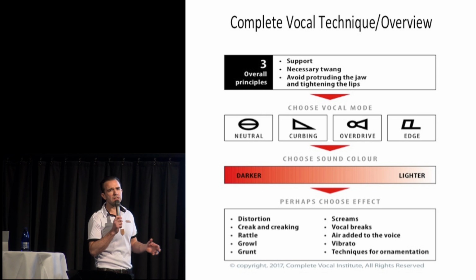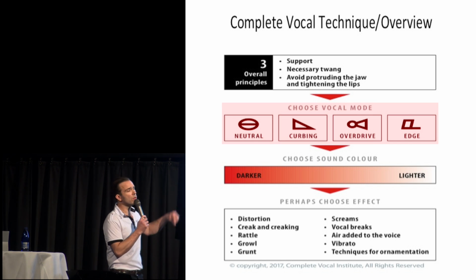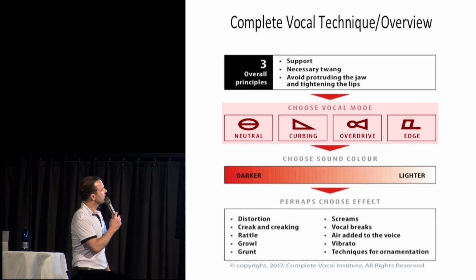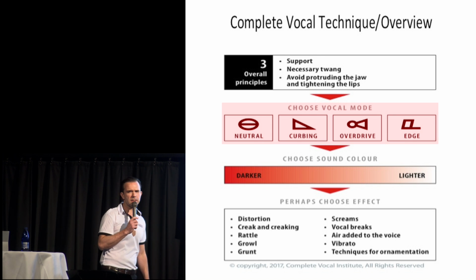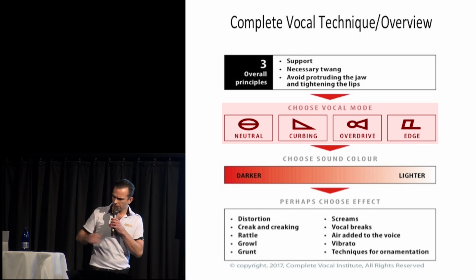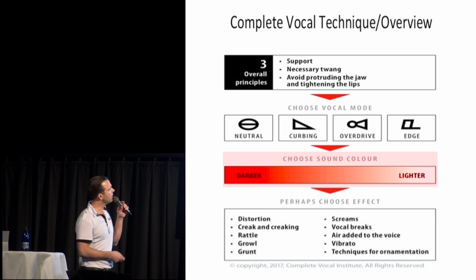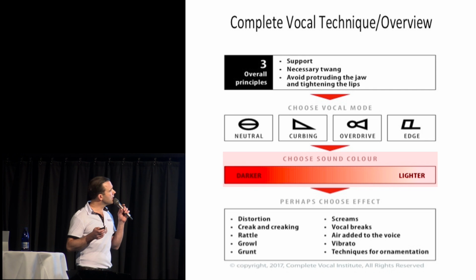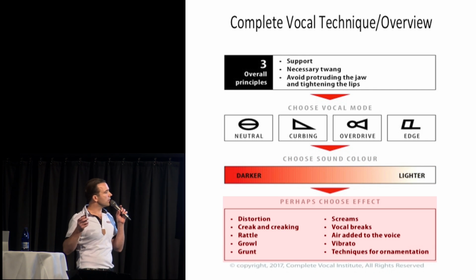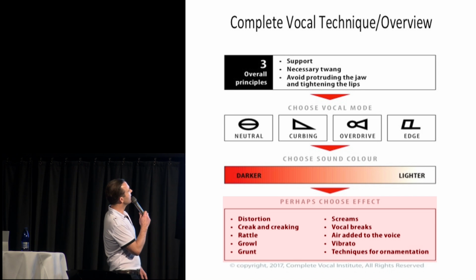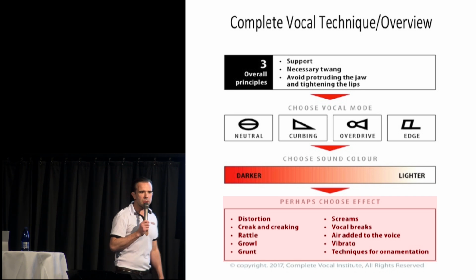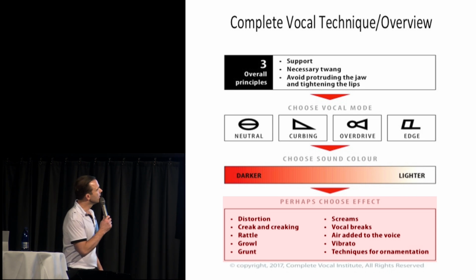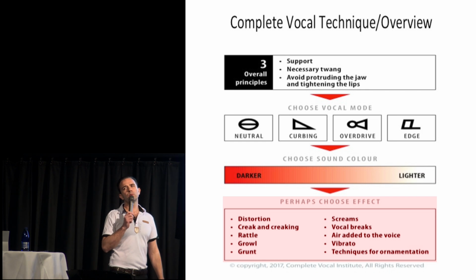These are the basic foundations that we need to obey before choosing a vocal mode, of which we have 4. And I think it's worth mentioning that articles on curbing, overdrive and edge have been printed in Journal of Voice. So when we have mastered our mode, we choose a sound color. And as soon as we've chosen our mode and we've found the sound color that works in the most optimal manner, then we can pick an effect, of which we have many.